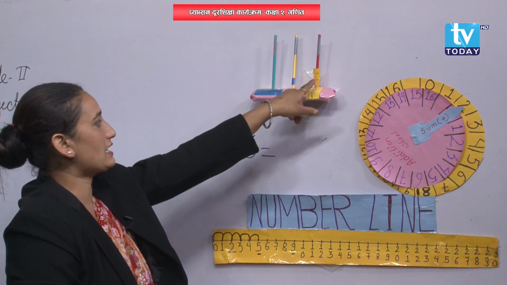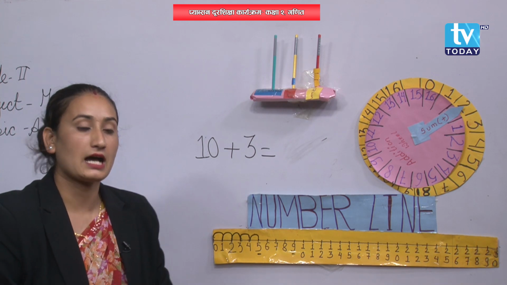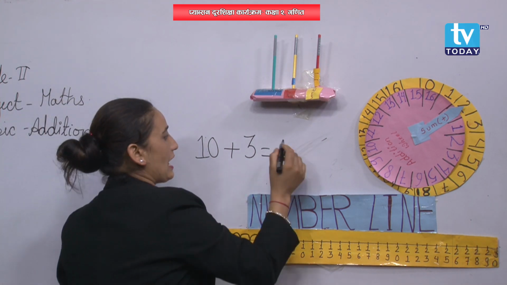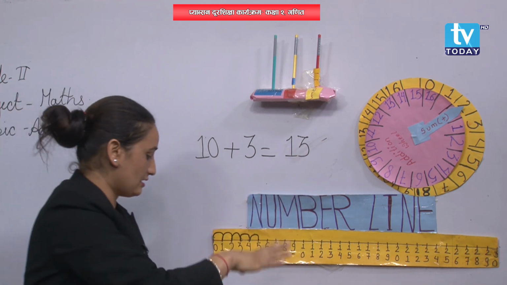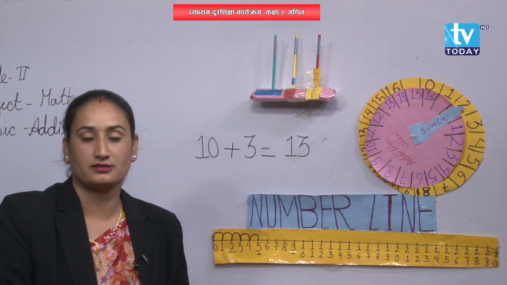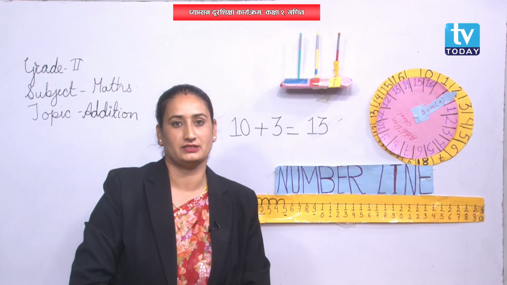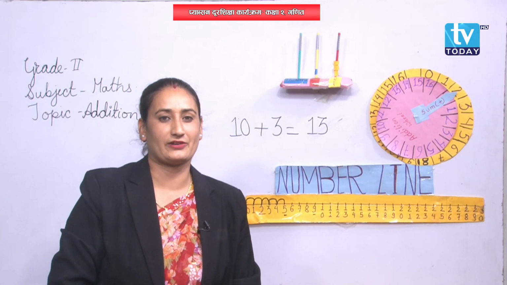It's 10 plus 3. It will be 13. Do you understand how to write? Yes. How to use these ways, methods? I hope you understand better. So you can prepare at your home also, right?